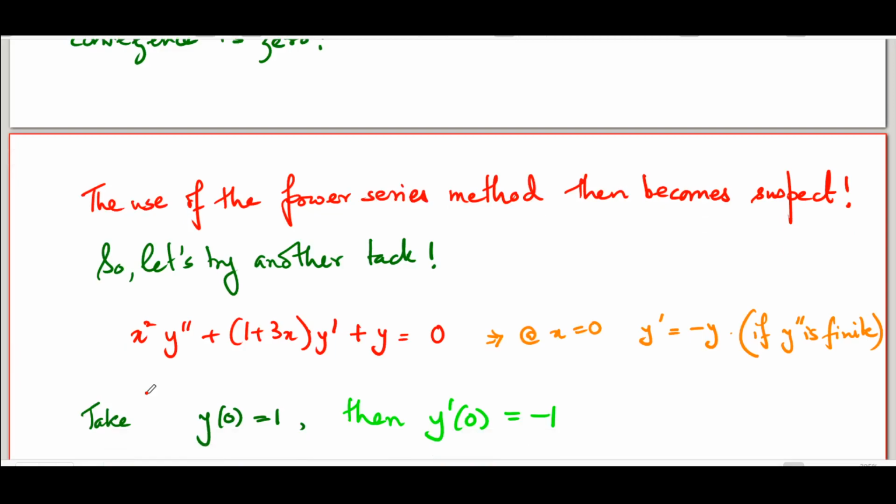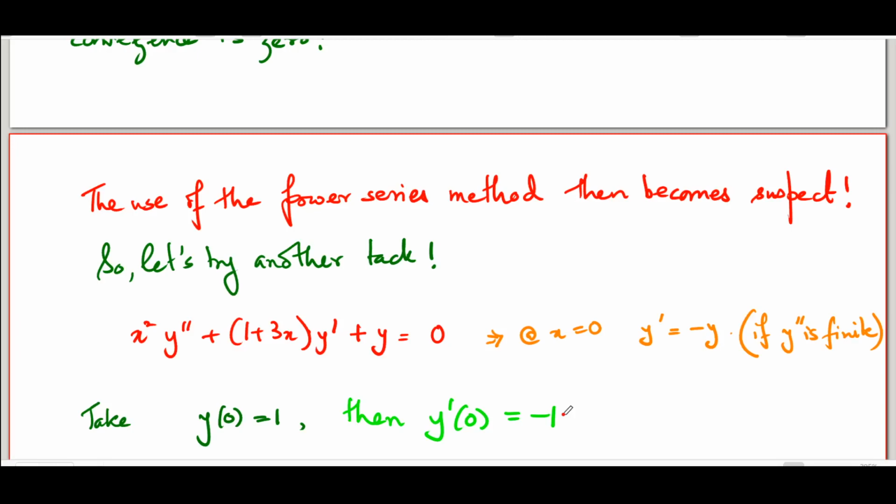Okay, then if you take y0 to be 1, which you can always do, after all changing y0 simply means taking c0 to be anything other than 1. That is, it's an overall constant multiplying my solution. But if you take y0 to be 1, this restriction tells you that y prime 0 has to be equal to minus 1. The derivative here at the singular point is constrained by the value of the function itself.